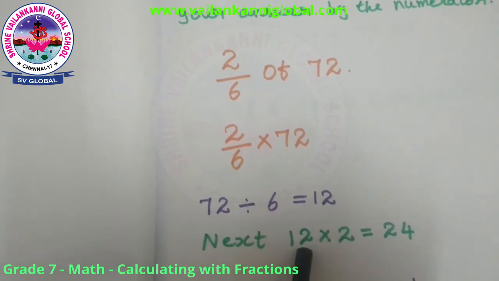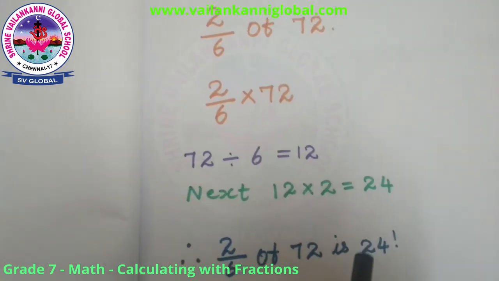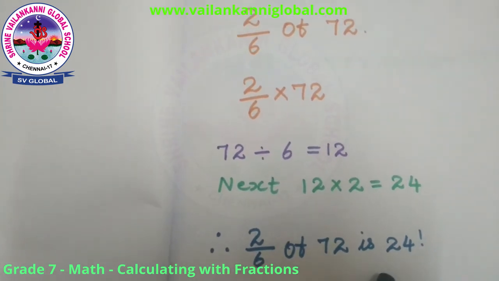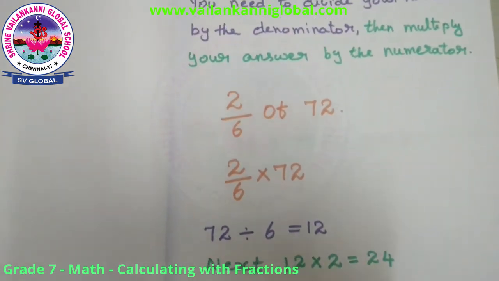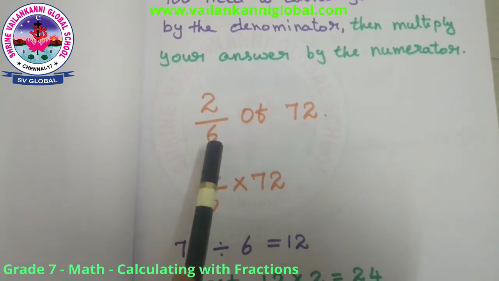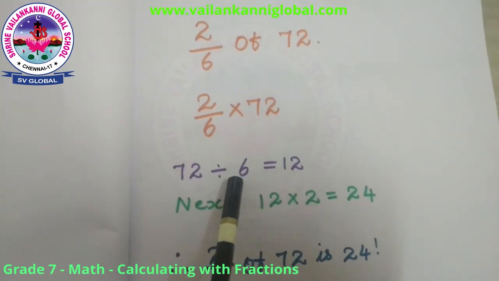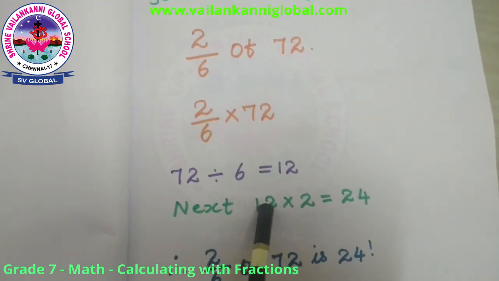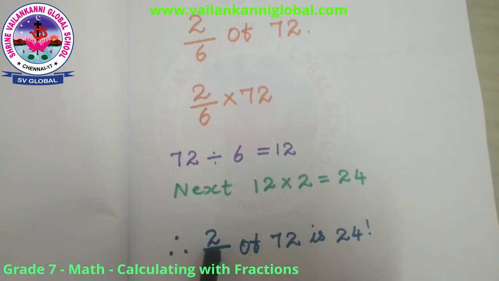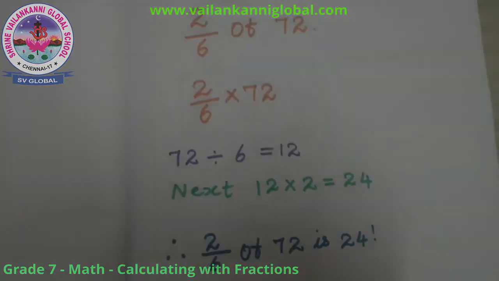Next, 12 into the numerator, so 12 into 2 is equal to 24. Therefore, 2 by 6 of 72 is 24. So when finding the fraction of an amount, the key rule to remember is to divide the amount by the denominator and multiply the answer by the numerator. So, therefore, 2 by 6 of 72 is 24. Thank you.